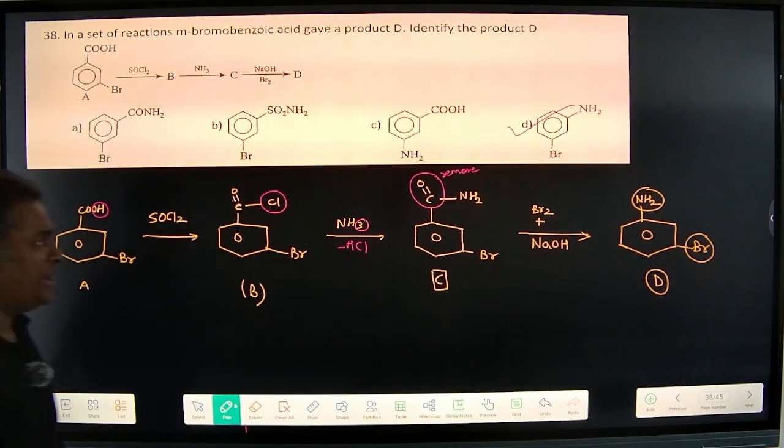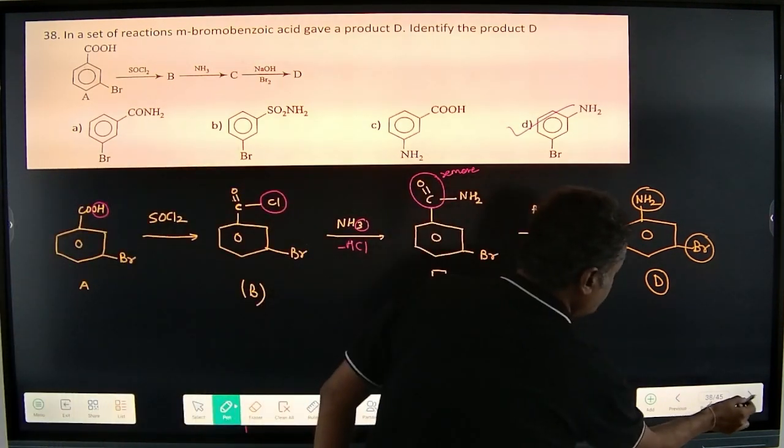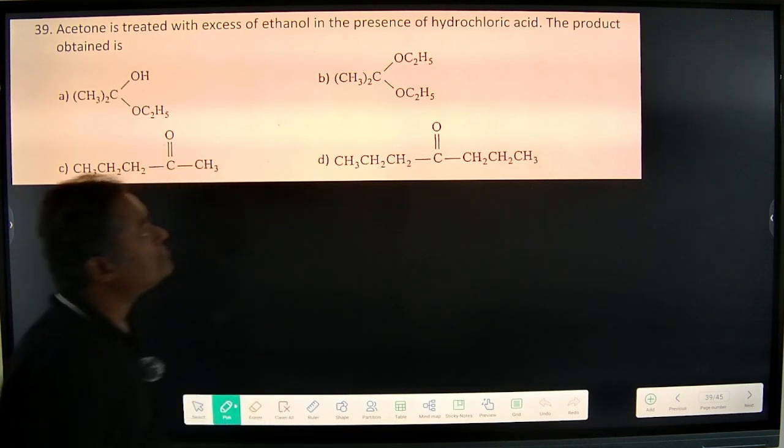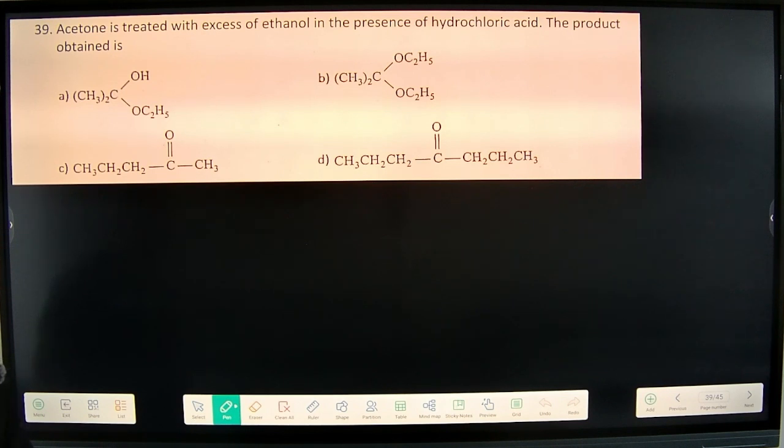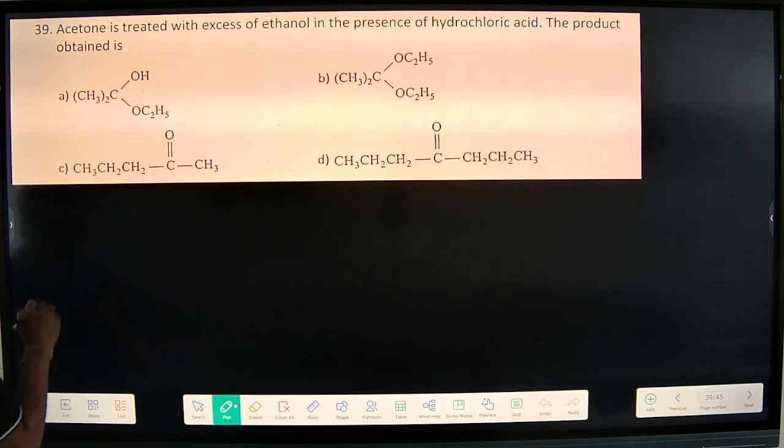Let us proceed with the next question, child, what we have got on the screen. Now, acetone is treated with excess of ethanol in presence of hydrochloric acid. The product obtained is. Now, child, if you remember this reaction, it is what? An aldehyde or ketone when it reacts with the alcohol forms a hemiacetal, and this hemiacetal when it reacts with a second molecule gives you an acetal formation.